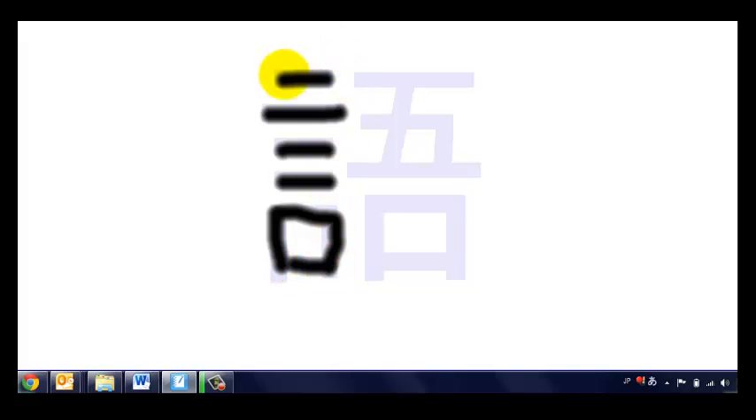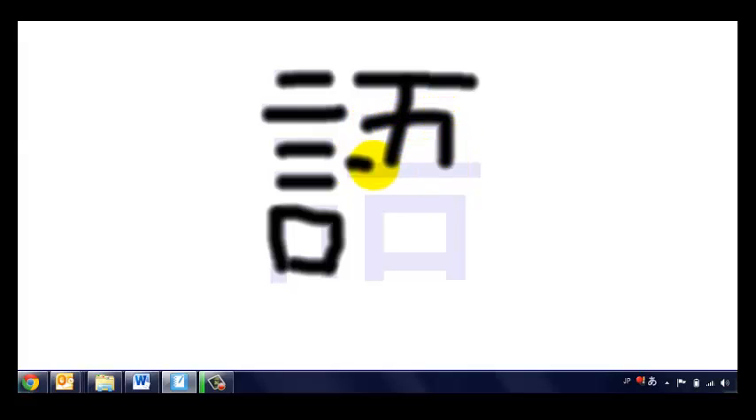So that's your kanji meaning word. Now a language is actually a word spoken by many people, and many in this case is represented by 5, so you know how to do that stroke order. Ichi, ni, san, shi. And we're always working from left to right and top to bottom, aren't we?